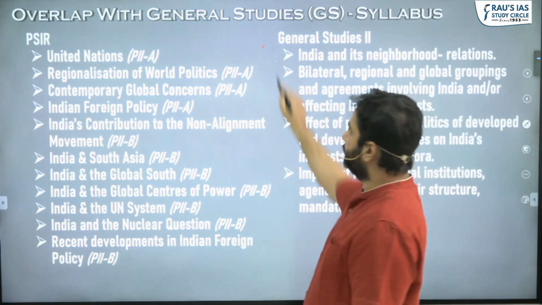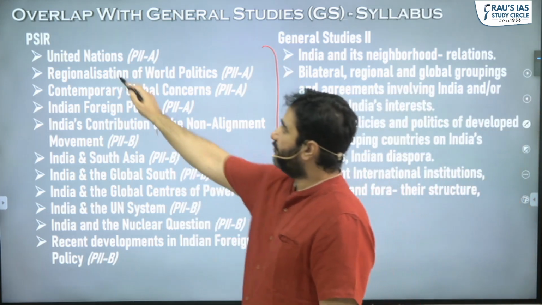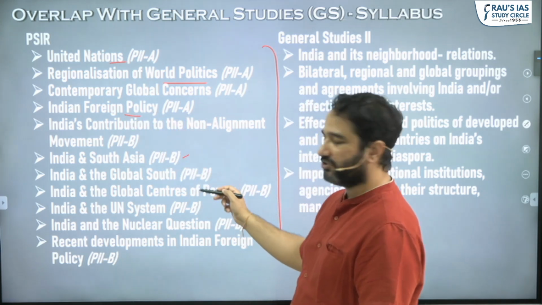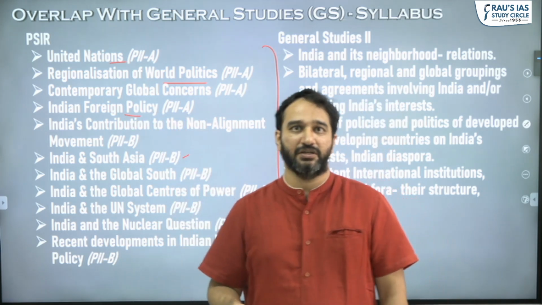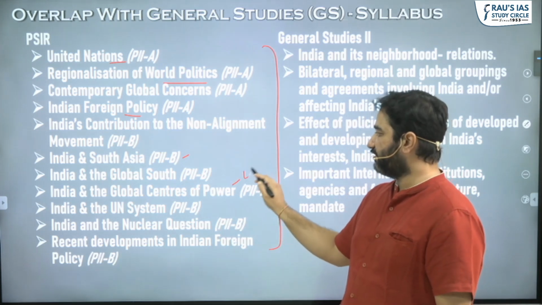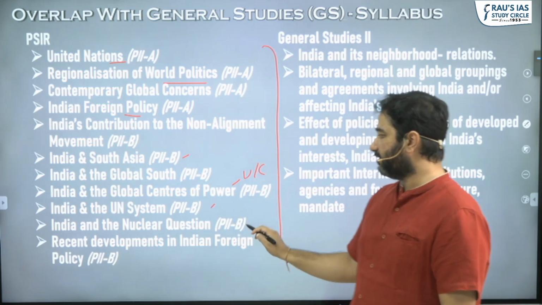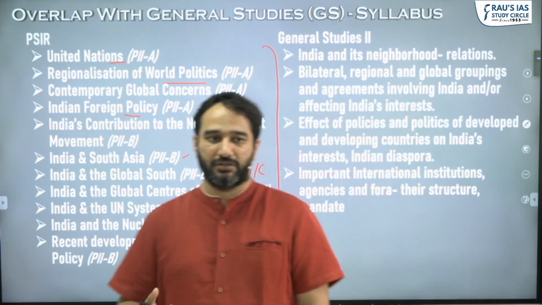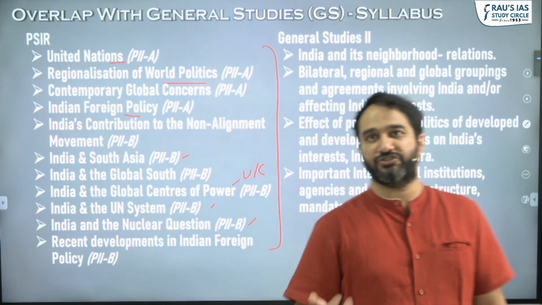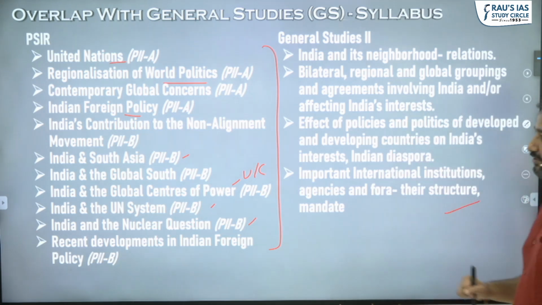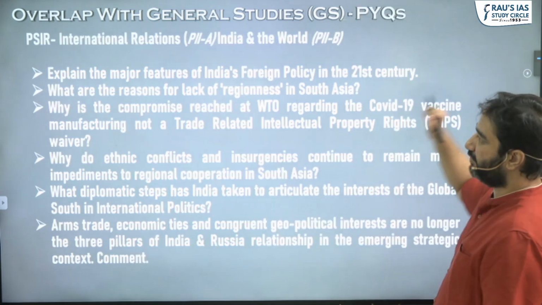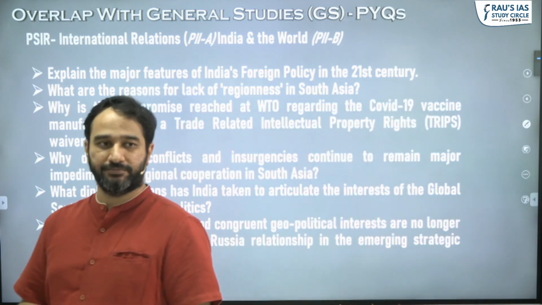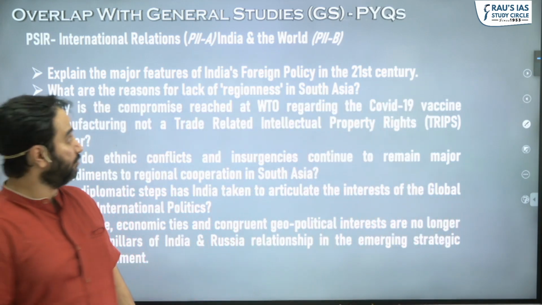Within section B, you have UN, world politics, Indian foreign policy, India and South Asian countries, Pakistan and others, global centers of power like USA and China, India and the UN system, India's nuclear policy, recent developments in Indian foreign policy. And you look at GS paper 2. If you see the PYQs, there's no part of the question that you would not have prepared for GS itself.